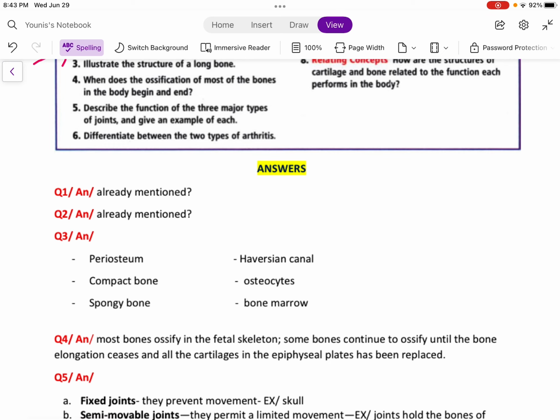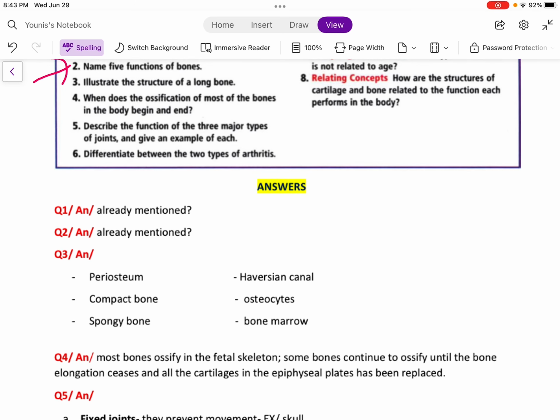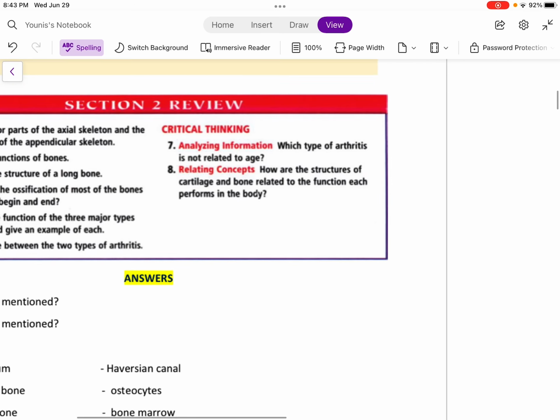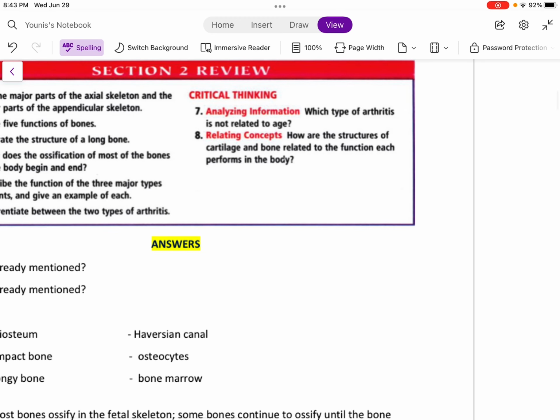Fifth, describe the function of the 3 major types of joints and give an example of each. We did mention them and they are on the figure. Differentiate between the 2 types of arthritis, they are mentioned. Which type of arthritis is not related to age? We did mention that rheumatoid arthritis, because it's an autoimmune disease, can happen at any period throughout the lifetime.